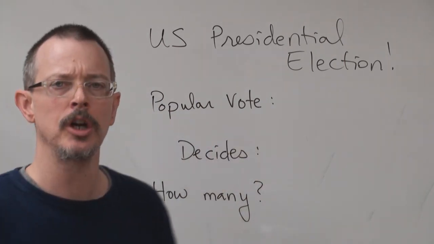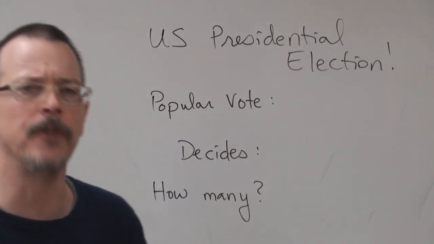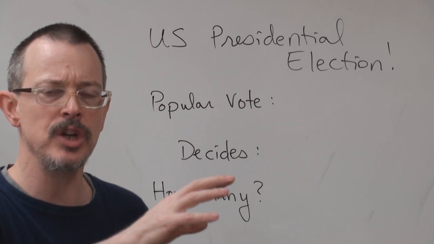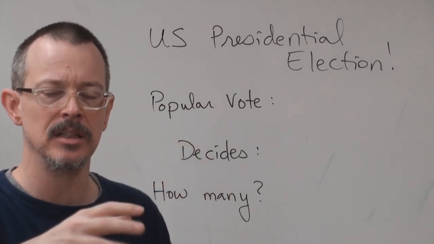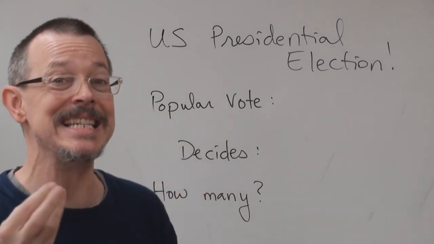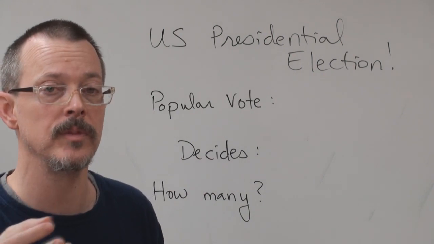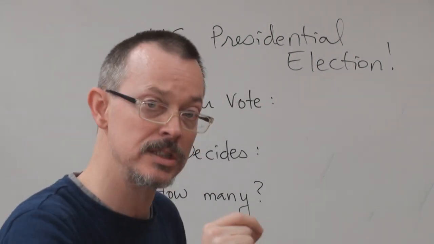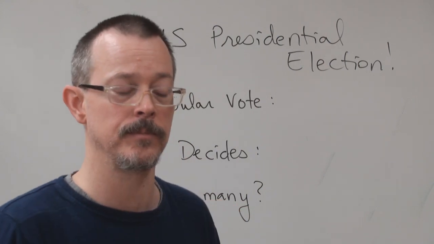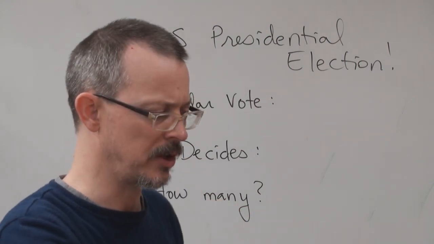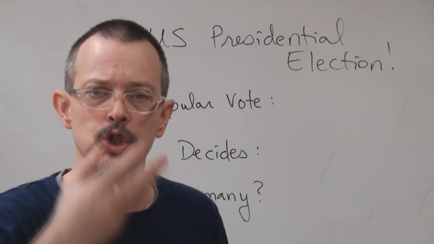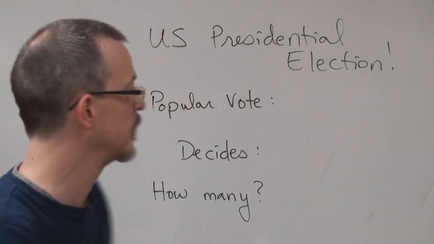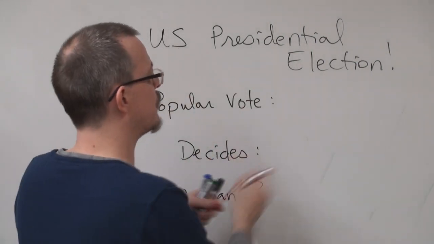There's a popular vote. The popular vote means every citizen who is of voting age, 18 years and older, goes and votes for president. You choose the president. So the popular vote is everybody.